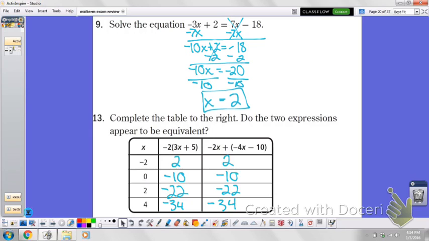So if one of these values, say this 2, happened to be a 3, even though just one of them is different, it would not have been equivalent. But since they all matched up, these expressions do appear to be equivalent.